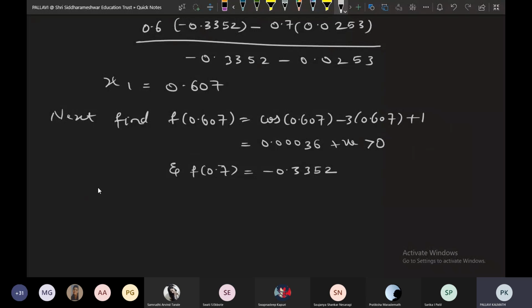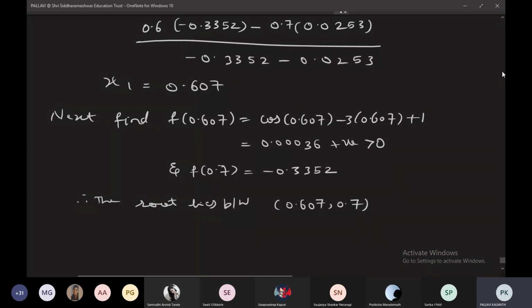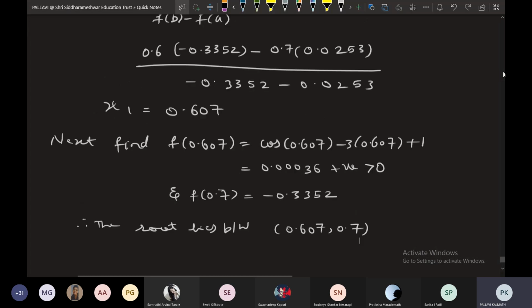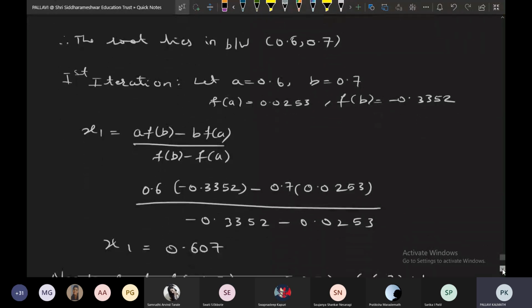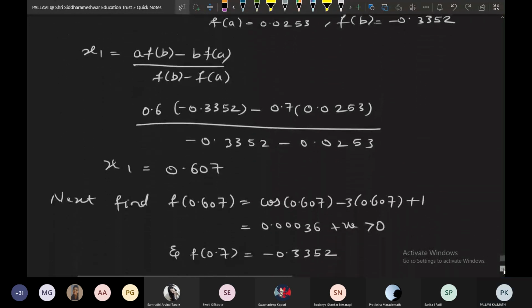And so what do you say? Where does the root lie? Root lies between, tell what all? 0.607 and 0.7. You should consider that, 0.607 to 0.7. With this, now you have to consider these two as A, B. Go for the second iteration.